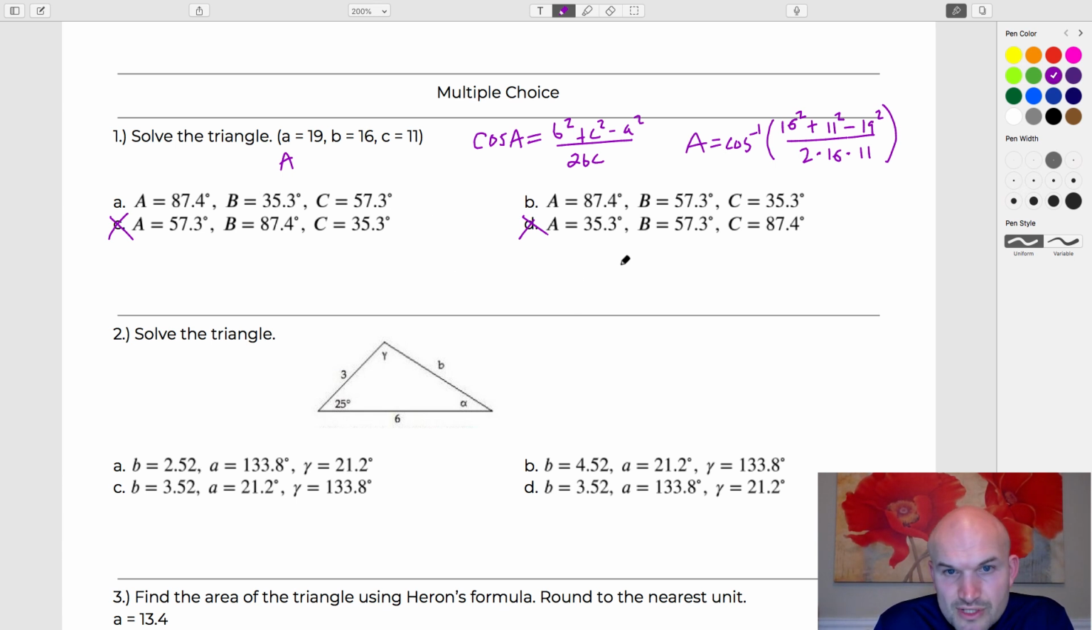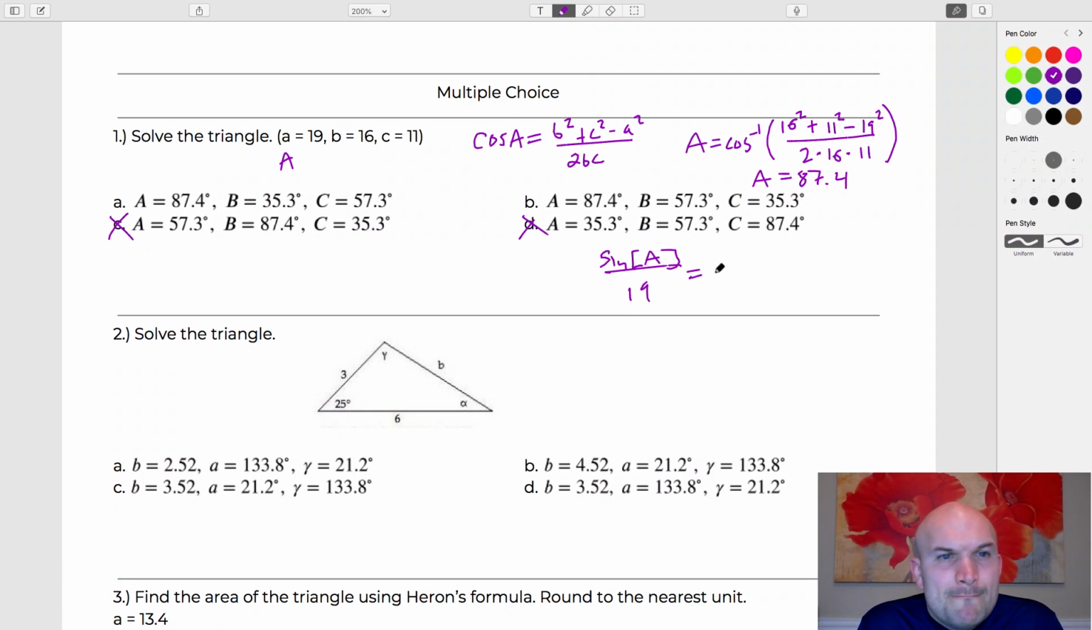So then I'll just do sine of stored answer A, let's just do A equals 87.4, and then divide that by 19 is equal to, let's do B. You could do it for C too. So sine of B over 16. Therefore sine of B, multiply this by 16, take the sine inverse, and I got 57.4 for B. So that gives me answer B. So when you solve for B, you get B equals 57.3, right? It was actually 57.4 when you round it, but there you go.